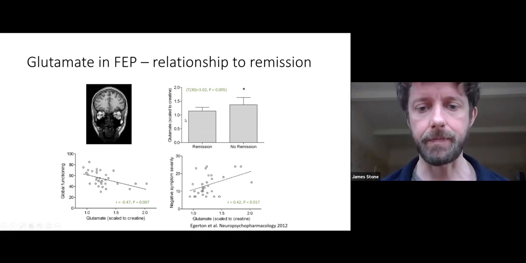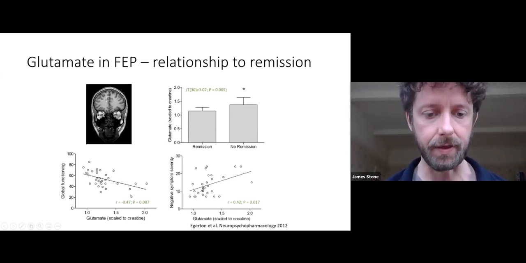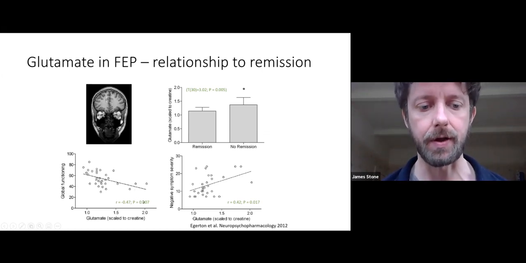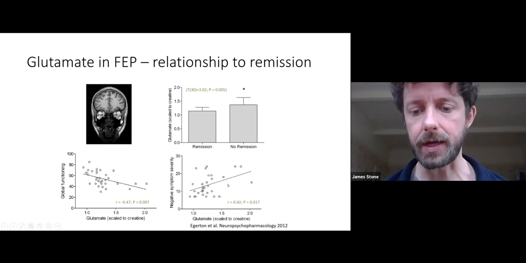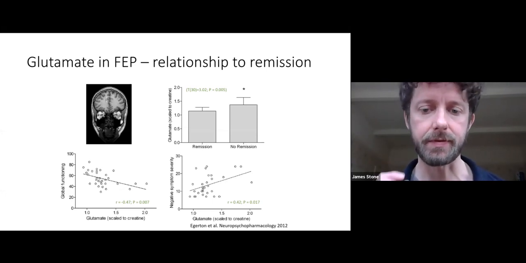We found that the patients who hadn't gone into remission tended to have higher levels of glutamate in the anterior cingulate. Furthermore, we found that glutamate levels in this brain region had a negative correlation with global functioning. So the higher the levels of glutamate, the lower the levels of global functioning, and also the higher the levels of glutamate in this brain region, the higher the levels of negative symptoms. So this really fit very nicely with the hypothesis.